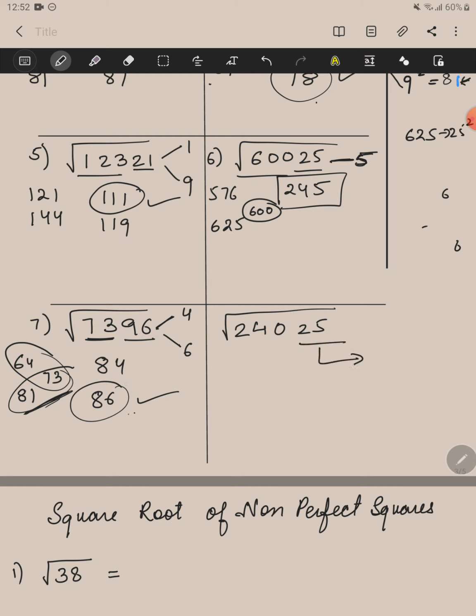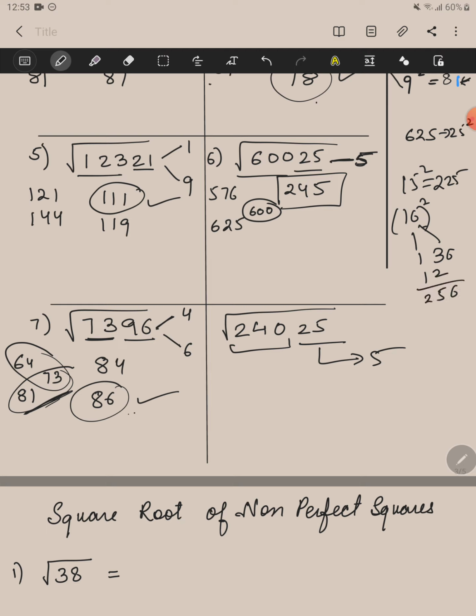Here the choice is only 1, 5. Which is the number close to this? Lesser than this is 15 square, 225. 16 square. You know how to find 16 square? You've learned just now. 6 into 2, 12. You have 256.